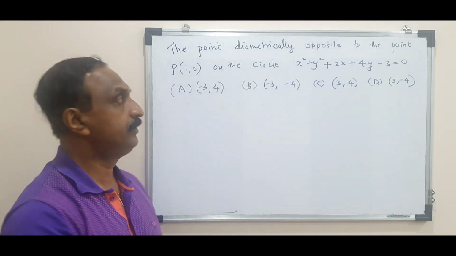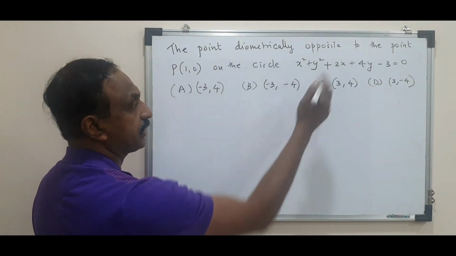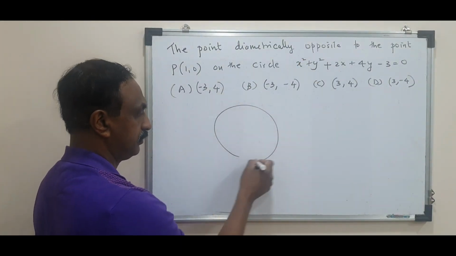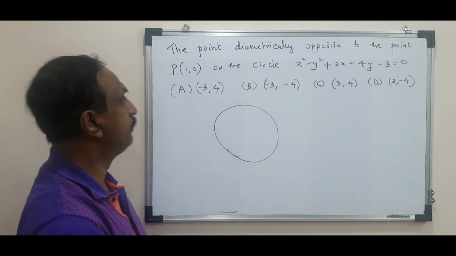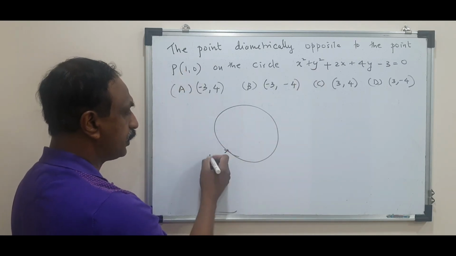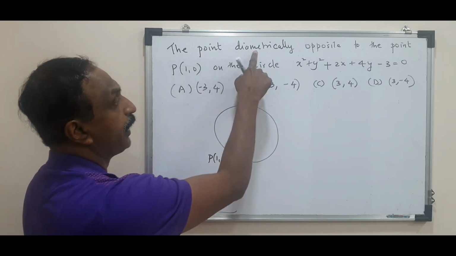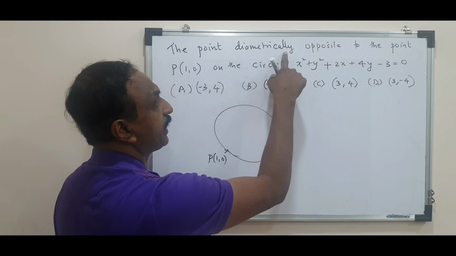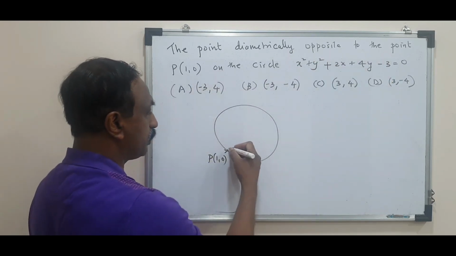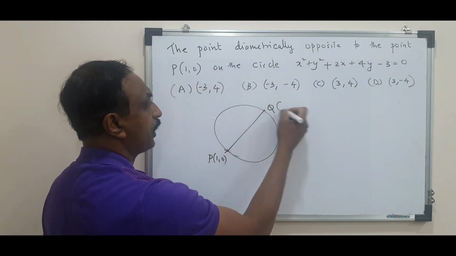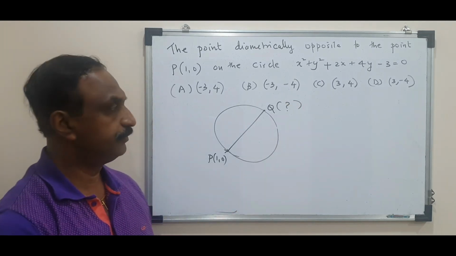Let's see the conditions here. There is a circle given to you whose equation is given. P(1, 0) is one end of the diameter. Q is the point diametrically opposite to the point (1, 0), and you're asked to find the coordinates of Q.